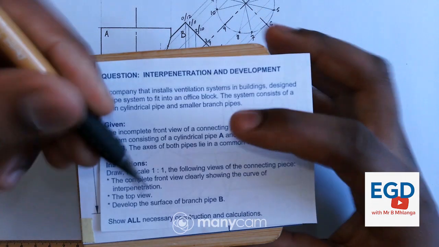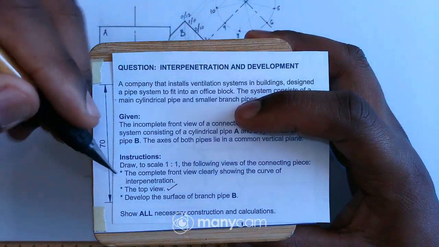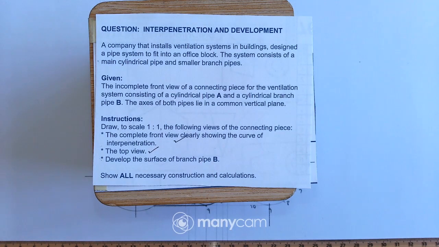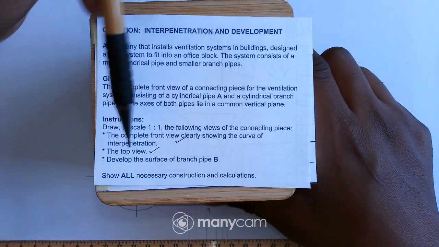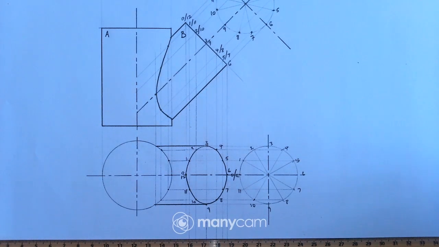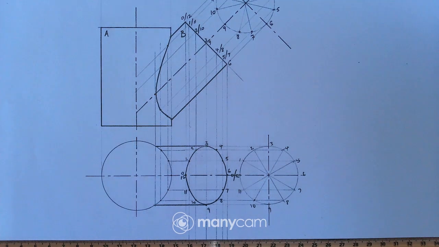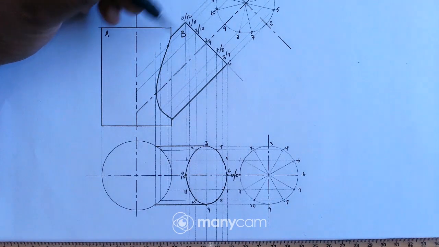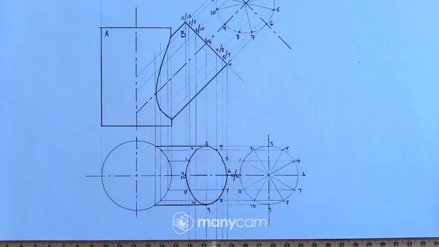So now I have the complete top view and the complete front view showing the curve of interpenetration. Now I'll have to construct the development of the surface of the branch pipe B. So this is the branch pipe B. The development is the unfolded part of that material to show a flat surface. It means that I'll have to unfold this cylindrical pipe to show the flat surface of the material.